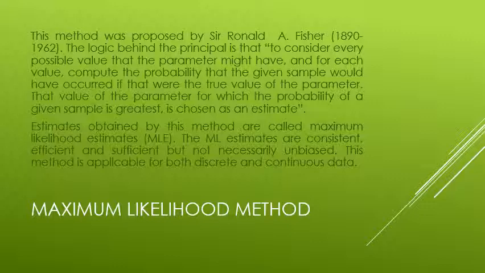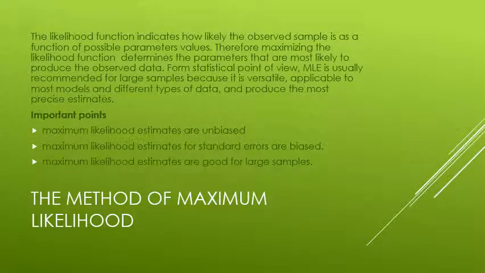Estimates obtained by this method are called maximum likelihood estimates. The maximum likelihood estimates are consistent, efficient, sufficient, but not necessarily unbiased. This method is applicable for discrete data and also for continuous data. There is another definition of maximum likelihood. The likelihood function indicates how likely the observed sample is, as a function of the possible parameters.